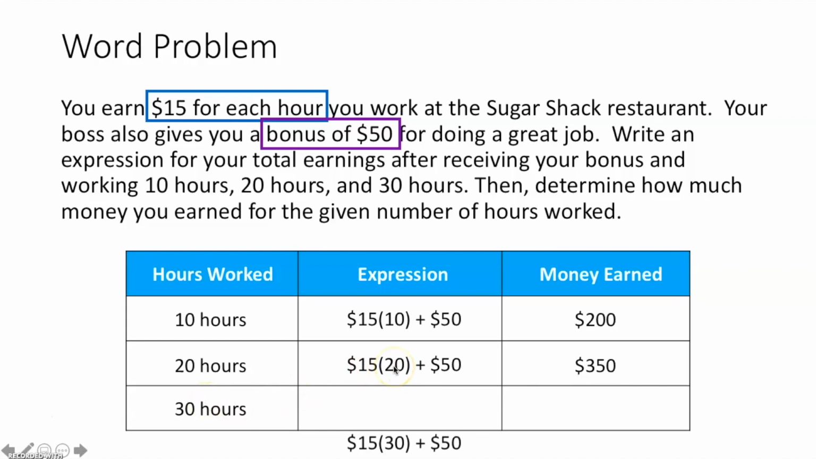Lastly, 30 hours, 15 times 30 this time, plus 50. So what's 15 times 30? That's going to be $450 plus 50 gives you $500, and that's how much money you would earn.